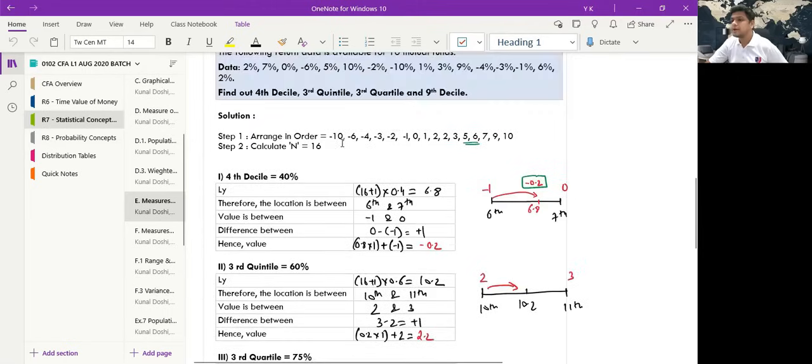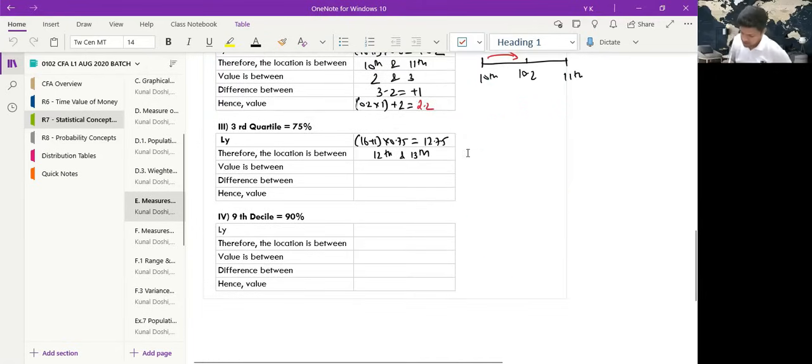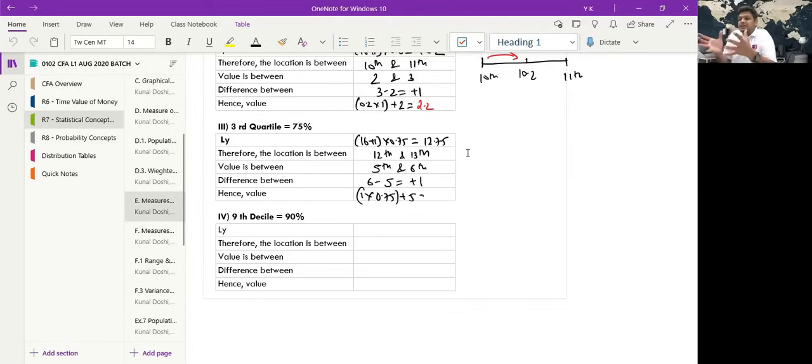12th and 13th number: 1, 2, 3, 4, 5, 6, 7, 8, 9, 10, 11, 12. The values between 5th and 6th. And the difference between 5th and 6th is plus 1. So 1 into 0.75, because I have to go 7 plus the 5th value. So my answer is going to be 5.75. What does this mean? Can anyone tell me? What does this mean when I say 5.75?